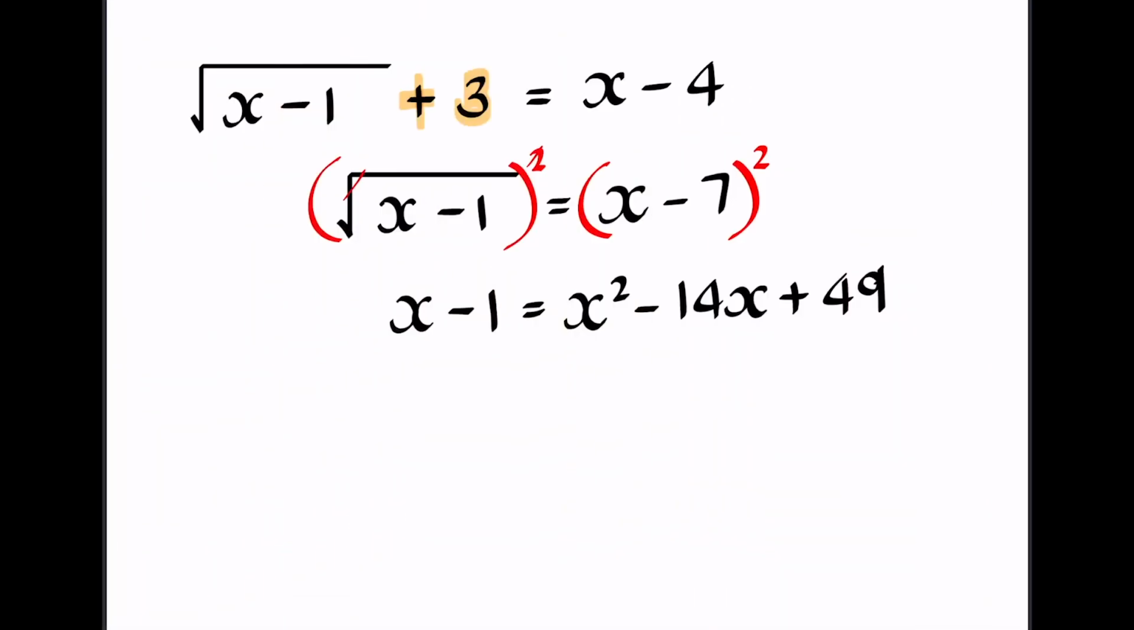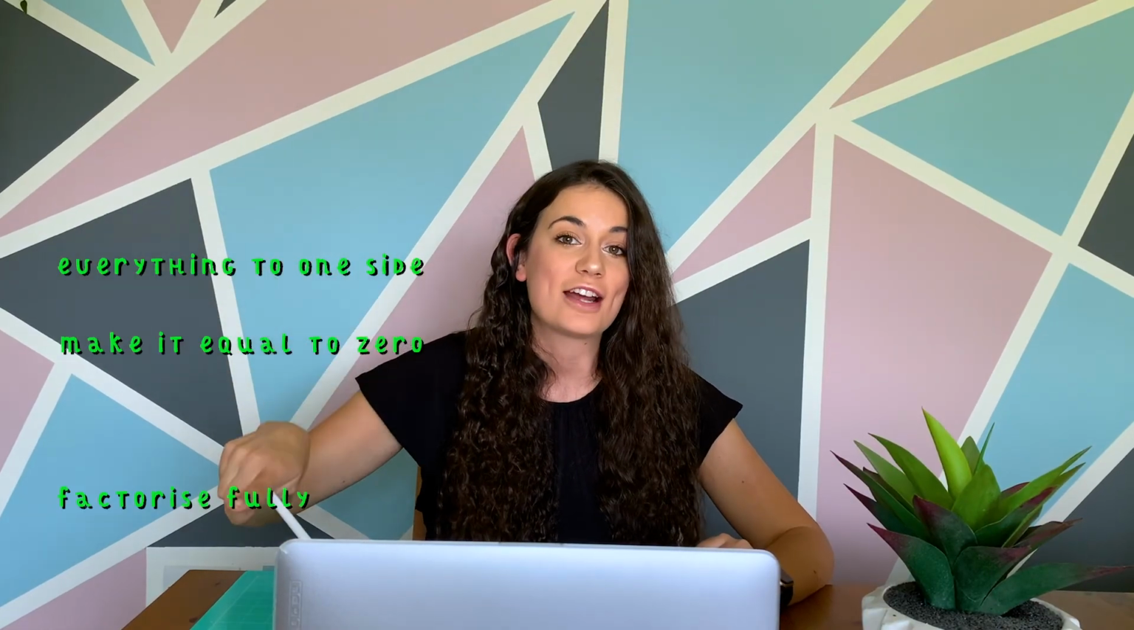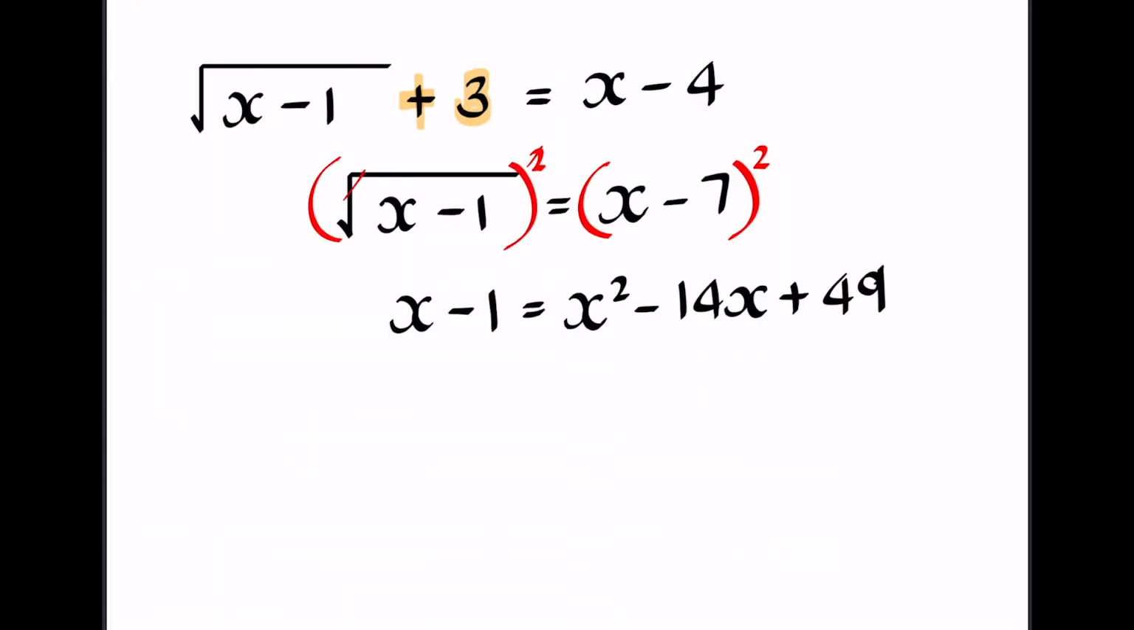Please remember that when you're squaring out a binomial, it's going to result in a trinomial answer, 3 terms in your answer. So now I just have a quadratic equation to solve. How do I solve a quadratic equation? I take everything to the one side, I make it equal to 0, I factorize fully, I make each factor equal to 0. So I'm going to have 0 is equal to x squared, this minus 14x, and this x, the x when it goes across becomes a negative x. Minus 14x minus another x is negative 15x. And then this positive 49 and this negative 1, the negative 1 becomes a positive 1, 49 plus 1 is 50.